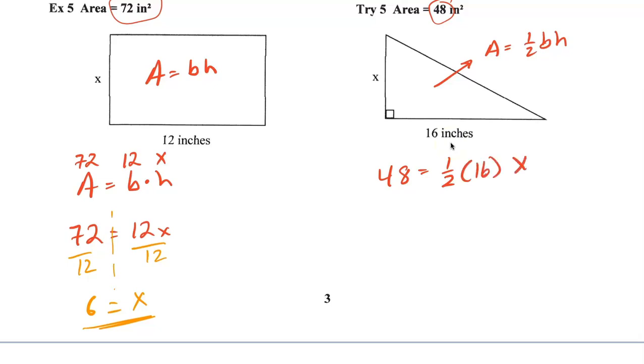So we have that. And then here what we're going to do is simplify first. 1/2 times 16 is 8. So you get 48 equals 8x. And then all we have to do is divide by 8. And x equals 6 again. And there we go, that's the lesson.